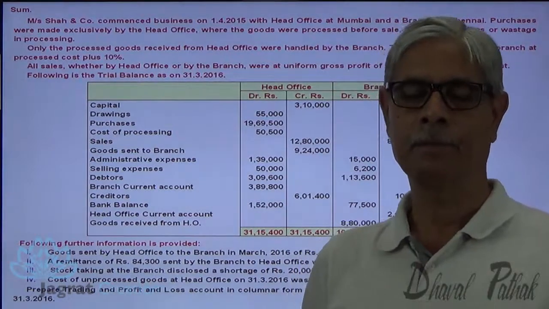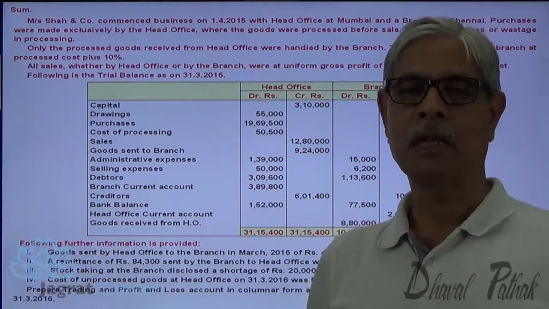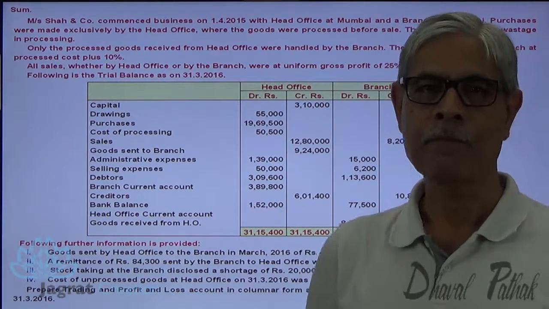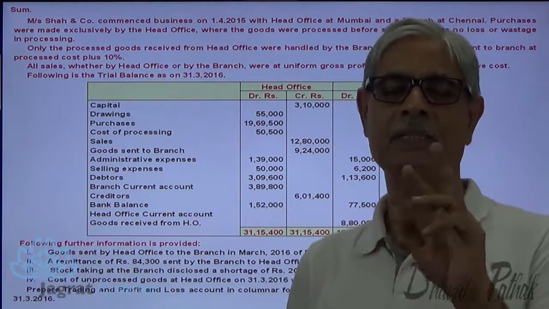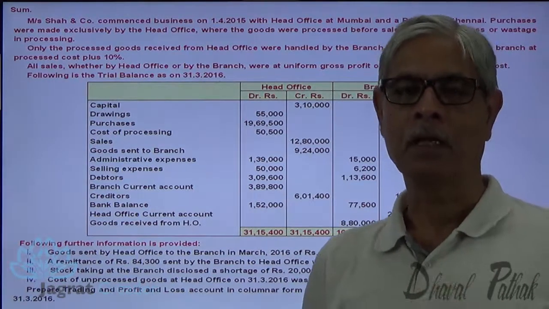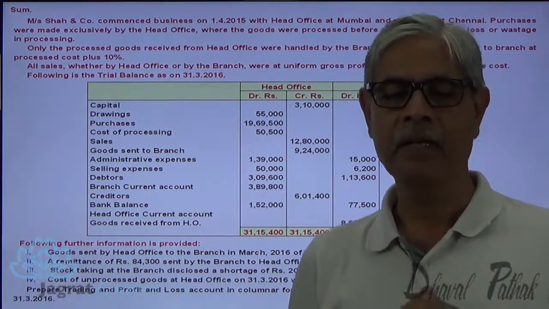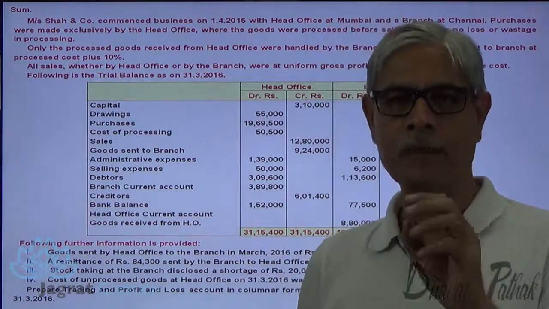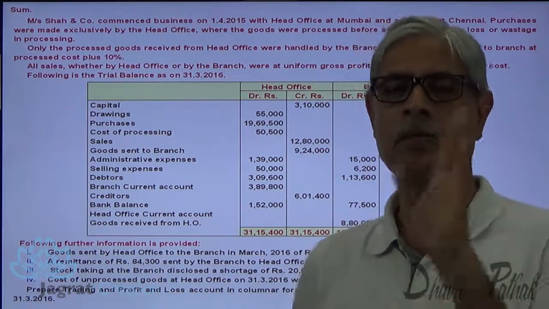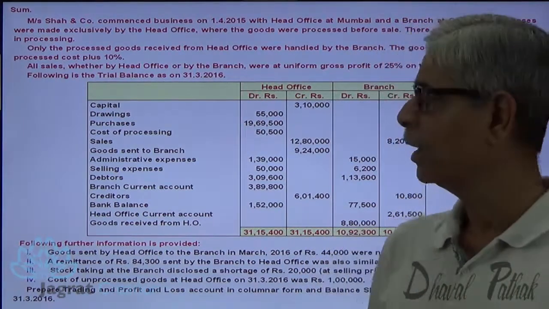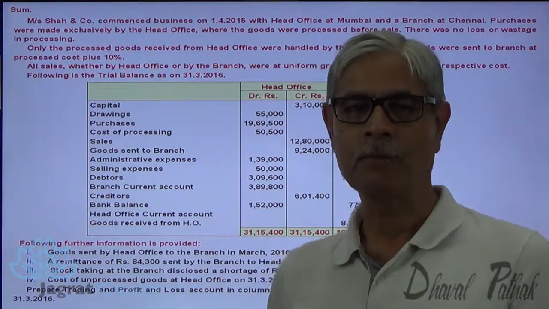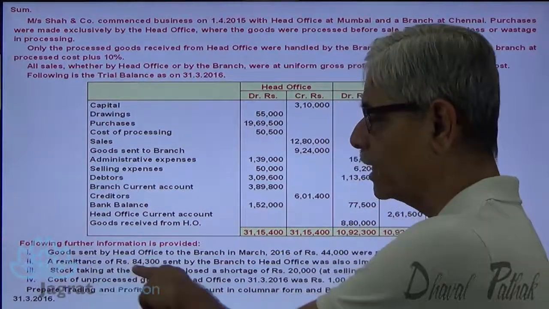Now in this sum, there are two adjustments for goods in transit and cash in transit given. The total of the value of goods in transit and cash in transit is found by the difference between the head office balance in the books of branch and the balance of branch in the books of head office. Now I want to explain that goods in transit and cash in transit part first of all. Then I will talk about adjustment number 3.